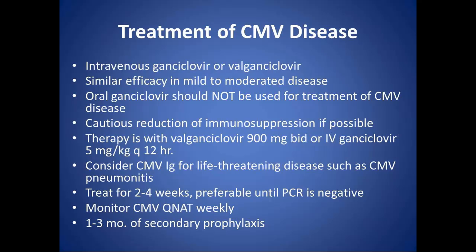They should be treated for at least 2 to 4 weeks until their CMV PCR is negative. Usually it's going to be at least 3 weeks of treatment, and then they need to go on secondary prophylaxis after that. And then you're going to monitor their CMV PCR during that time. If possible, you should talk to the transplant surgeon or transplant nephrologist or cardiologist about trying to reduce immunosuppression, if that's at all possible. And sometimes it is. Sometimes they can reduce the immunosuppression in some of these patients that get CMV disease.